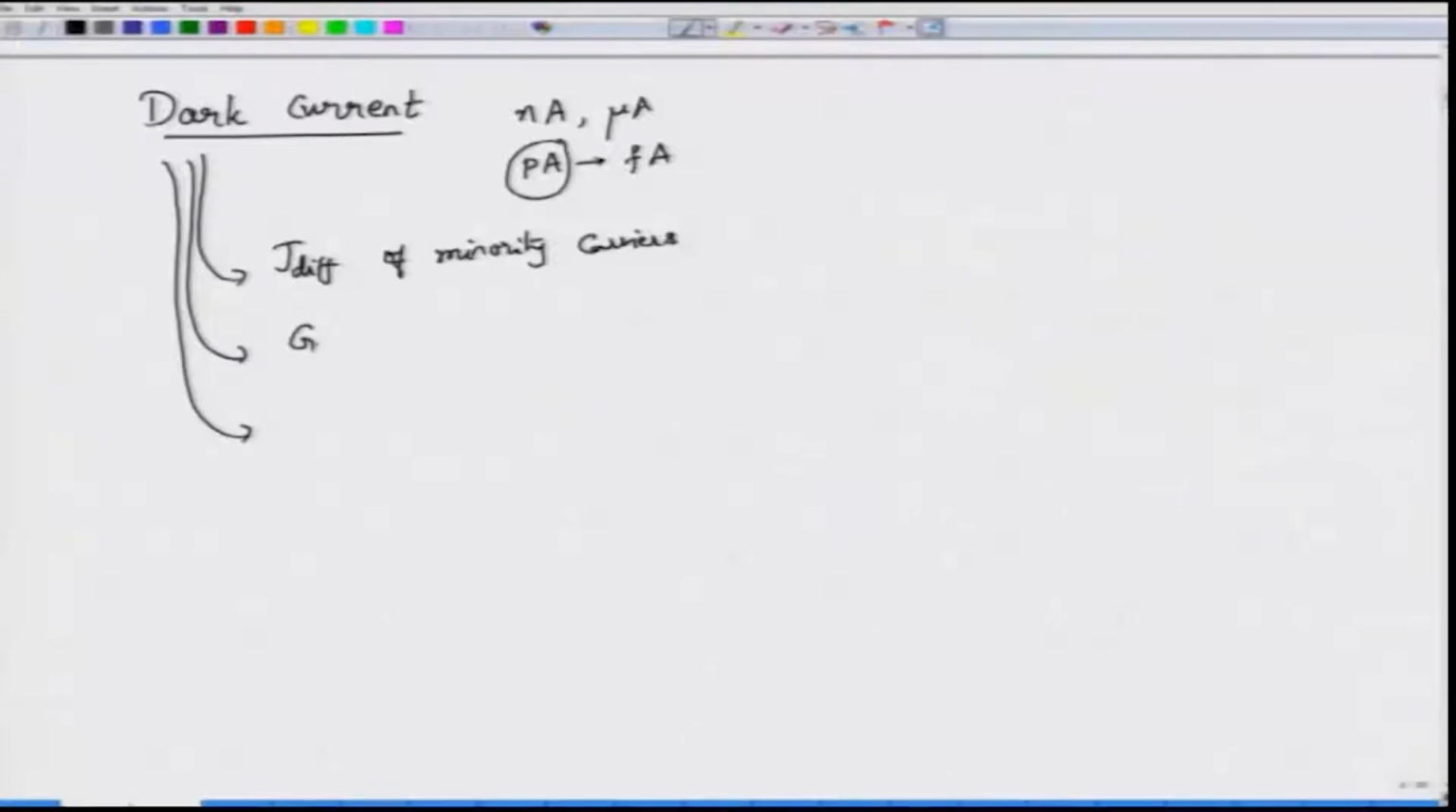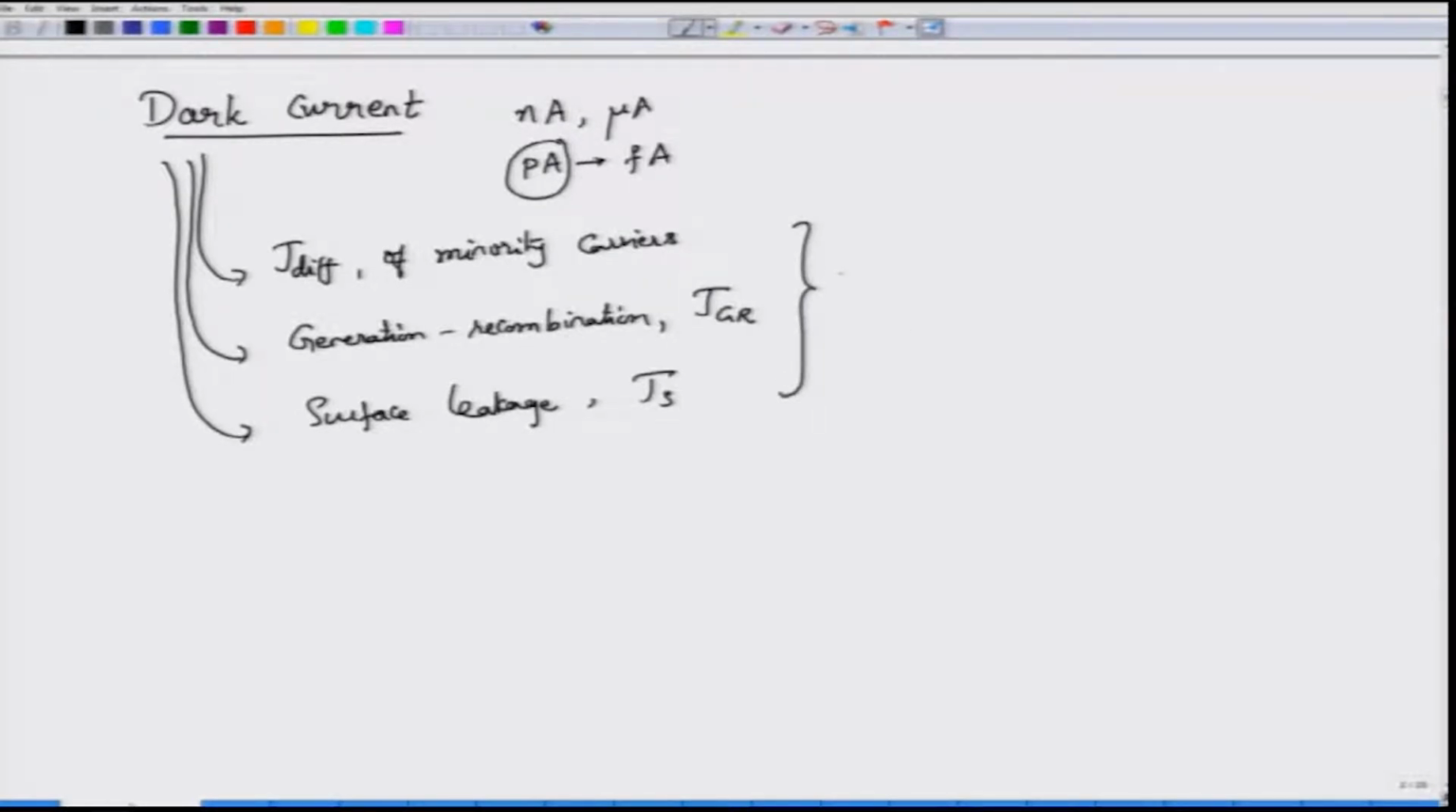There are also other processes such as generation recombination happening, and this generation recombination in turn gives rise to a certain current density, or dark current component. Finally, the surface is not very nice because it creates avenues through which electrons can be generated, resulting in a surface leakage current. So this would be the surface current component of the dark current. Please note that these are all densities, which means that the current is given by density times the area of the photodiode.